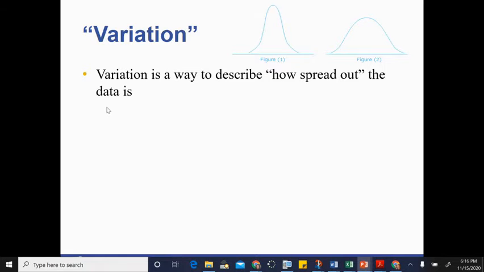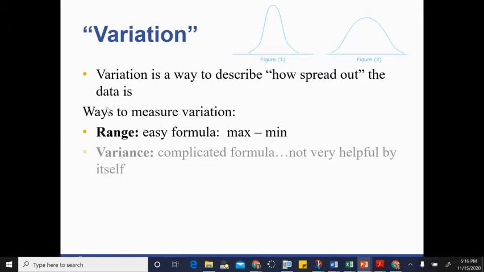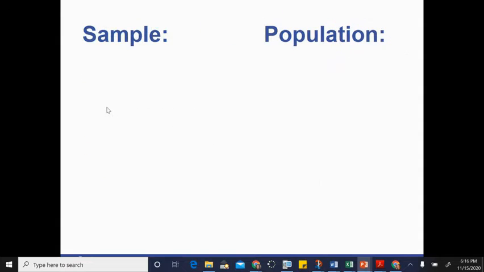So variation is a way to describe how spread out data is. Range, that's the easy one. And then there's going to be these two other formulas, so a little bit more complicated, but we're going to use them a lot. One's called the variance, and by itself, it's not always that helpful, but it helps us find the standard deviation. And standard deviation is just the square root of the variance, and it's super helpful.